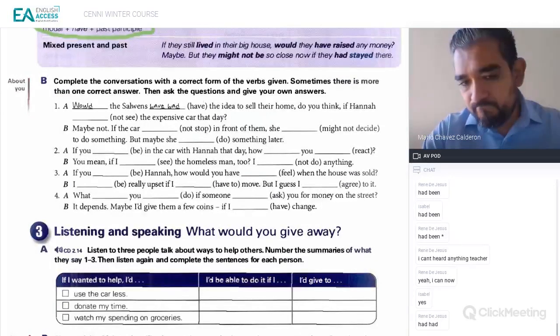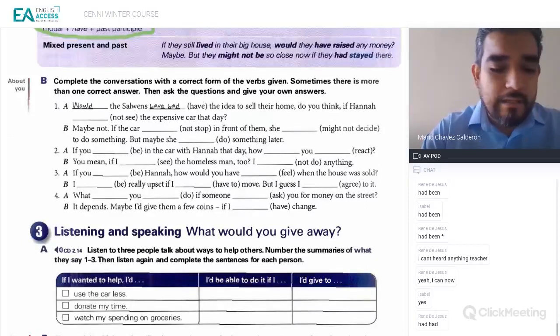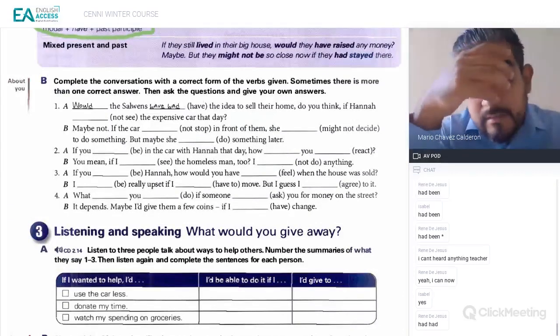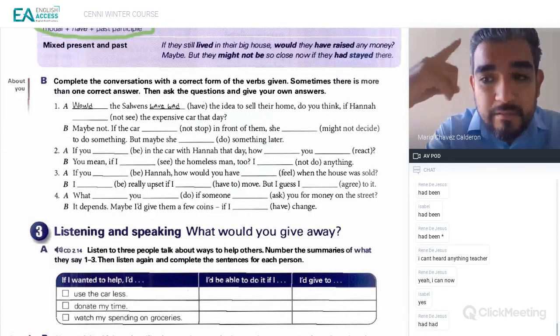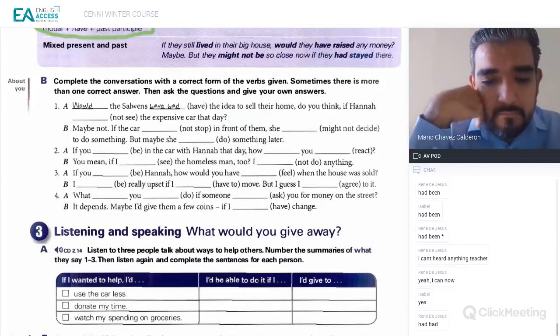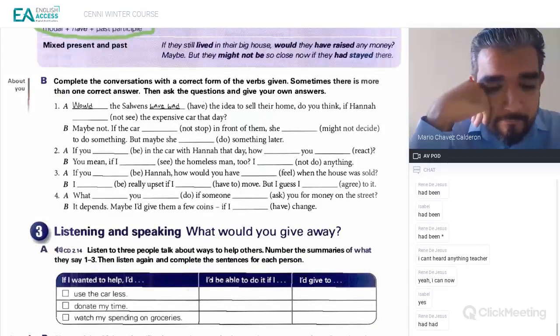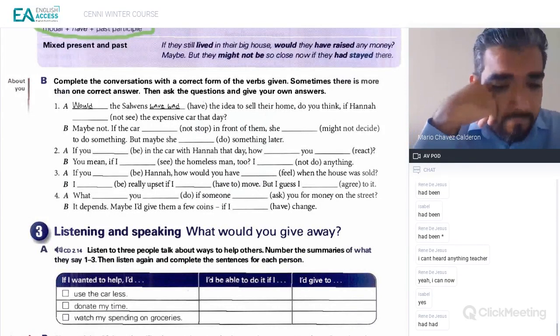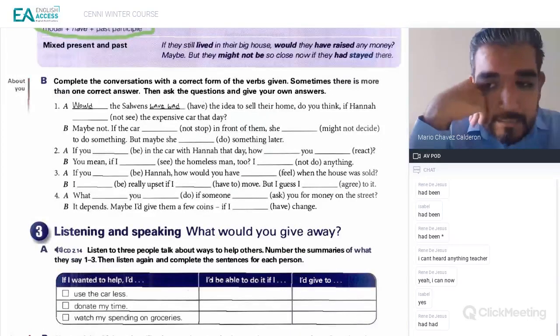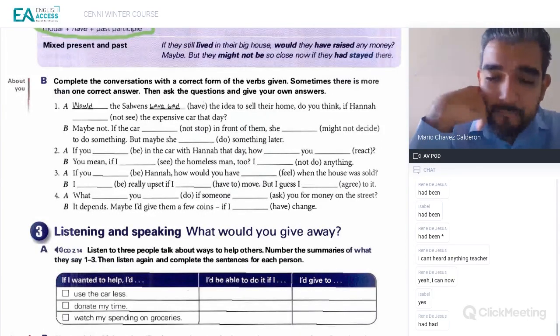Nope, nope. No had. Look at had. If I had, si hubiera, is missing something. You're missing one thing, only one thing. Look at the parentheses. Had is missing one word.